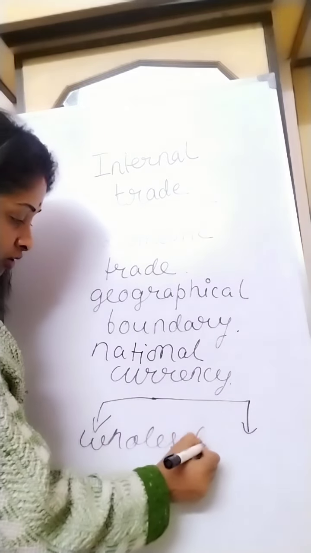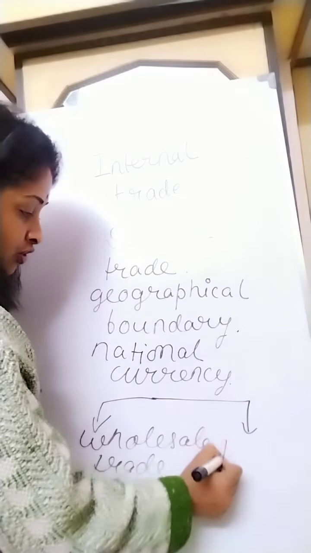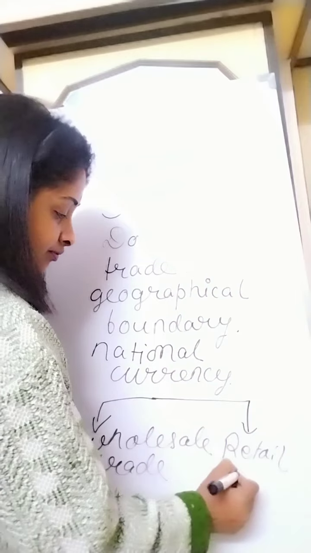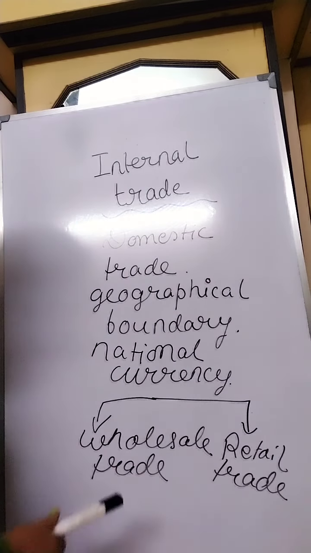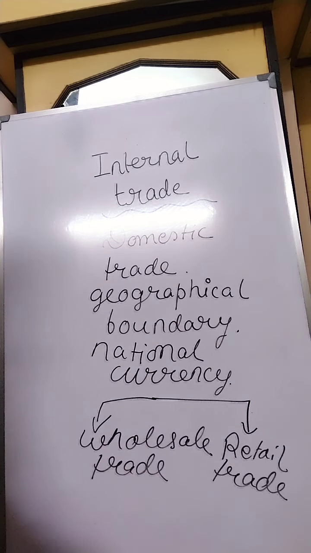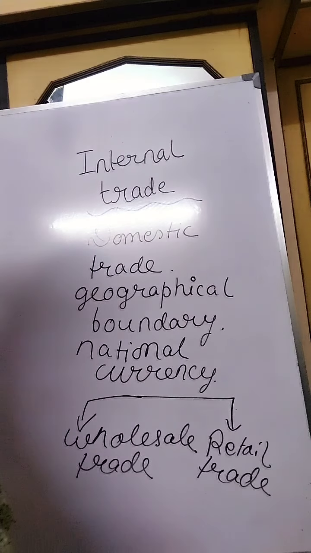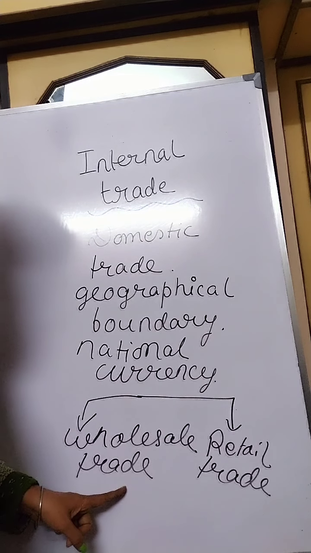Number one is wholesale trade, whereas number two is retail trade. Wholesale trade and retail trade are the two types of internal trade. These are the two categories into which internal trade can be divided. First, we will talk about wholesale trade.